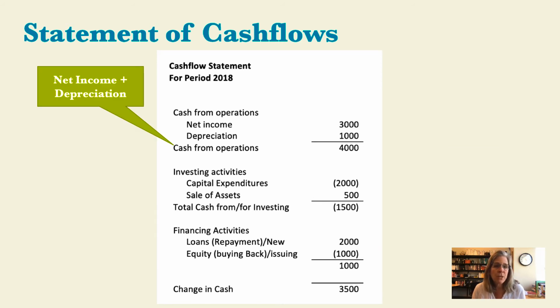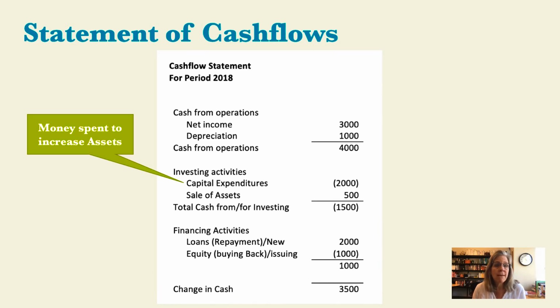And then we move to the investing activity. We have $4,000. What are we going to do with that money? One thing we can do with that money is invest in our assets: buy more machinery, buy more land, buy more buildings, invest in patents, whatever it is where we're going to add to the assets of our company. And that would be a negative to that cash flow. So we take that $4,000 and we're going to spend some of it on assets.